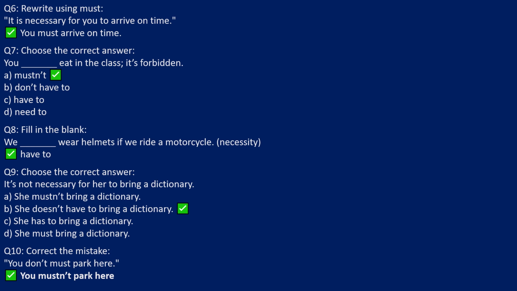Q9. Choose the correct answer. It's not necessary for her to bring a dictionary. A. She mustn't bring a dictionary. B. She doesn't have to bring a dictionary. C. She has to bring a dictionary. D. She must bring a dictionary. Q10. Correct the mistake. You don't must park here. You mustn't park here.